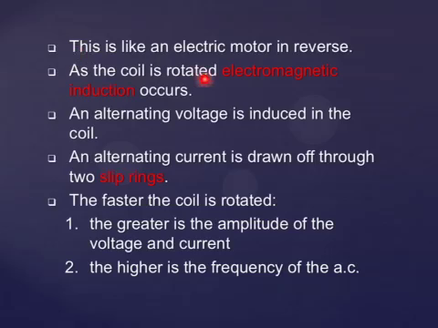As a coil is rotated, electromagnetic induction occurs, or power is generated. An alternating voltage is induced in the coil. An alternating current is drawn off through the two slip rings, as opposed to the split ring commutator in the case of an electric motor. The faster the coil is rotated, the greater is the amplitude of the voltage and current. In other words, bigger voltage and bigger current are produced. The higher is the frequency of the AC.